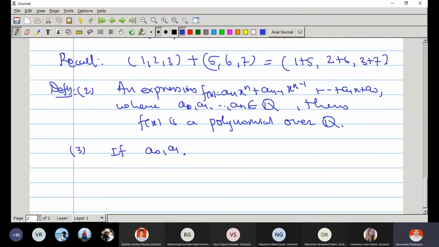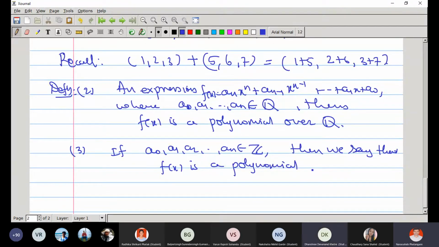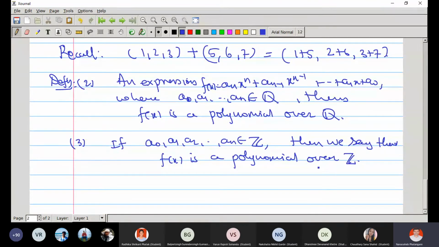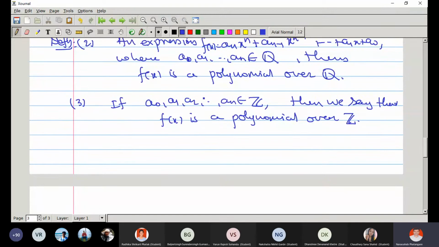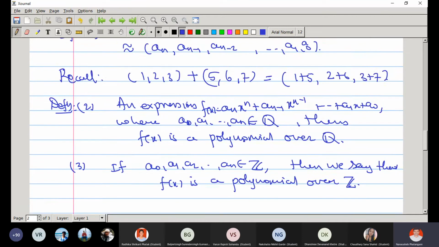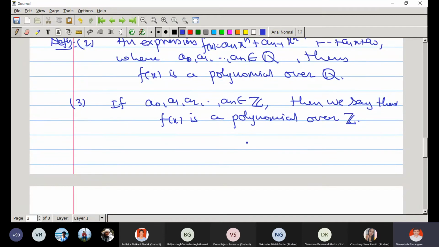If a_0, a_1, a_2, up to a_n are integers, then we say that f(x) is a polynomial over integers, because the coefficients are integers. In each case polynomials have some special properties. If a polynomial is over integers or over rational numbers, then the properties change, and we'll discuss what properties change, right?